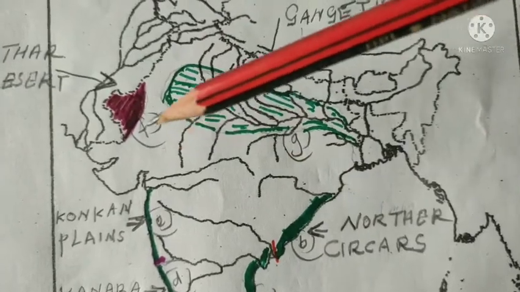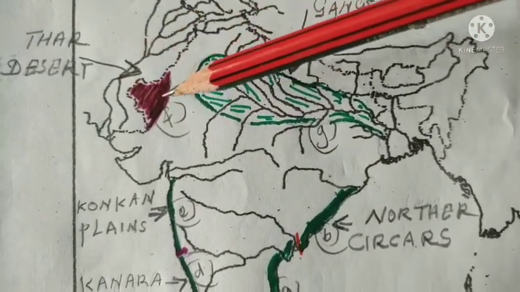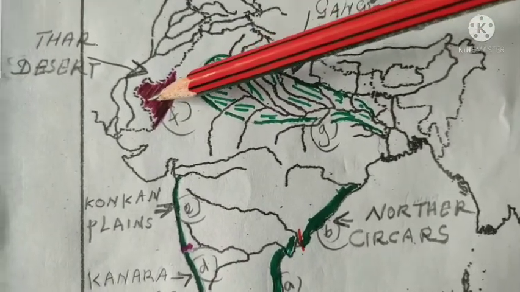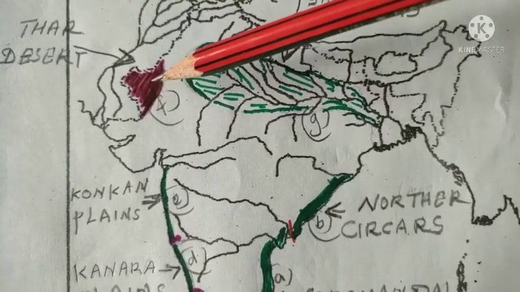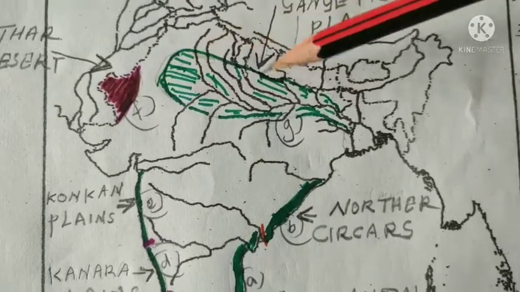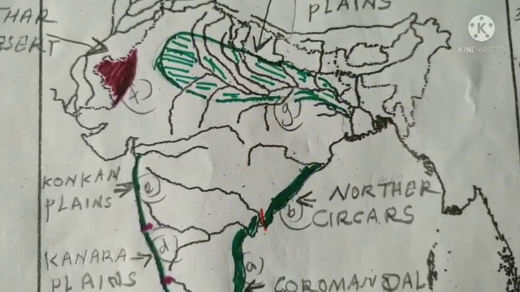And one more is the Thar Desert, which is also known as the Rajasthan Desert. So this much area is needed for the Thar Desert, or the Great Indian Desert. You can also use a brown pencil for marking and coloring. So this is all regarding the coastal plains.